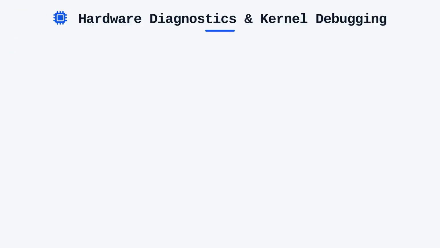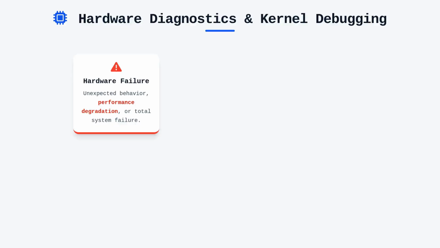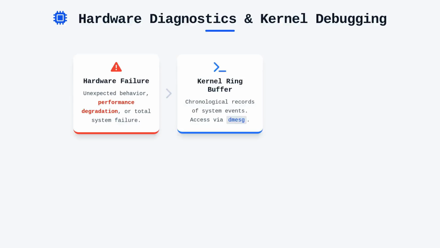Even with the most robust modules, hardware will occasionally behave in ways that defy expectations, leading to performance degradation or total failure. The primary mechanism for diagnosing these issues is the kernel ring buffer, which serves as a chronological record of system events starting from the boot process. By using the dmesg command, you can tail these messages to look for hardware-specific errors, such as thermal throttling reports or disk I/O errors that suggest imminent failure.